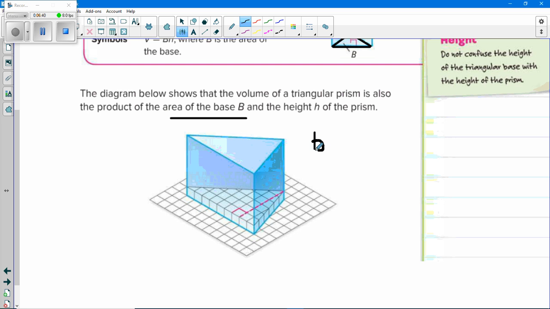The length of the base of the triangle times the height divided by 2. That's how you find the area of the triangle. Then you multiply that by the height of the prism. That's why we don't use this formula too much, because you got B's and H's all over the place and it's confusing. So let's take a look a little further down page 641, shall we?